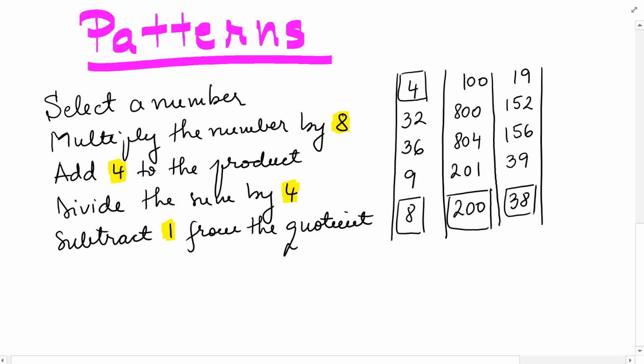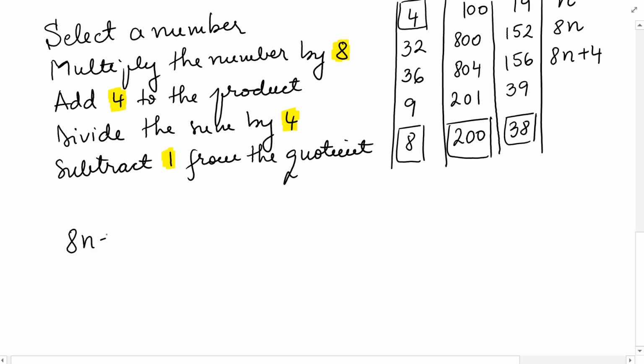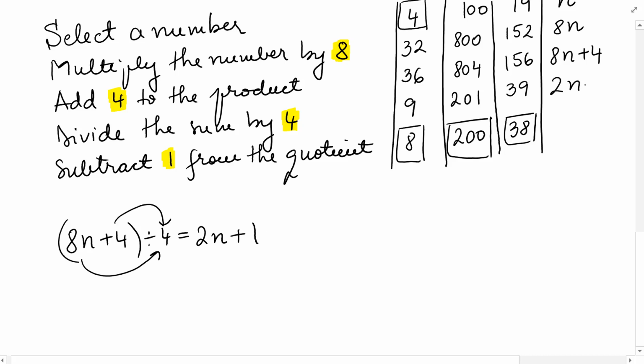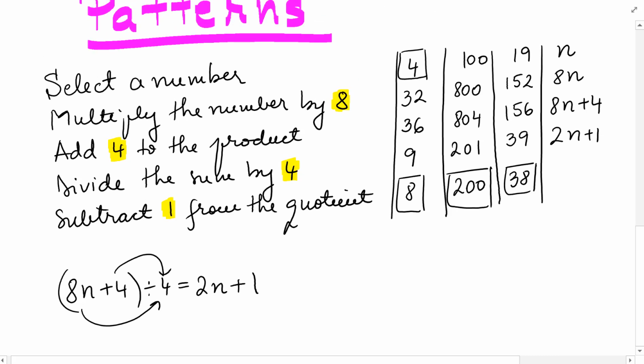So now let's try with a general number. Let's say n. Multiply the number by 8. 8n. Add 4 to the product. 8n plus 4. Divide the sum by 4. So we want to divide 8n plus 4 by 4, which means we'll have to divide each of these terms. 8n divided by 4, it's 2n, plus 4 divided by 4, 1. So we get 2n plus 1. And then subtract 1 from the quotient. 2n plus 1 minus 1, 2n.